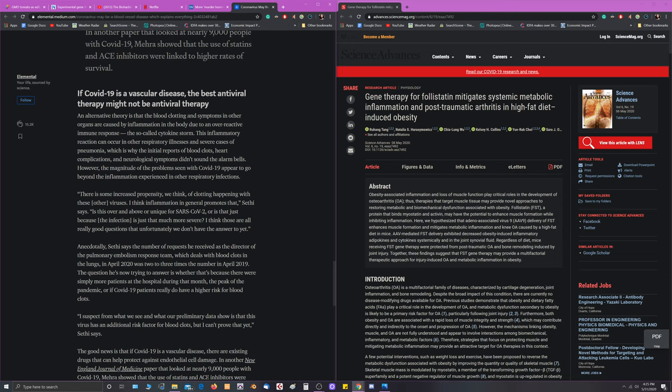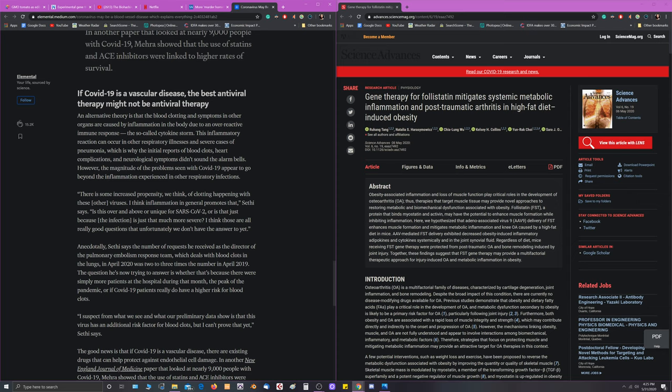We think of an increased propensity of clotting happening with these other viruses. I think inflammation in general promotes that, Sethi says. Is this over and above or unique for SARS-CoV-2? Or is this just because the infection is just that much more severe? I think those are all really good questions that unfortunately we don't have the answer to yet.